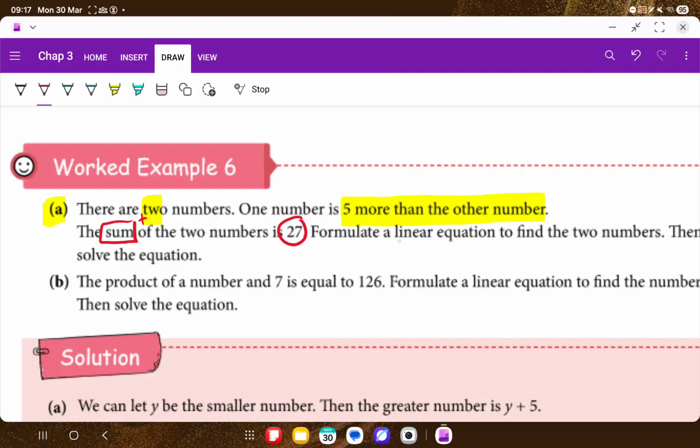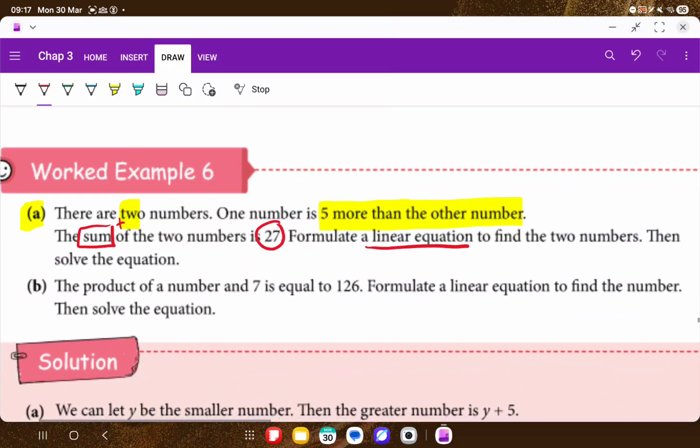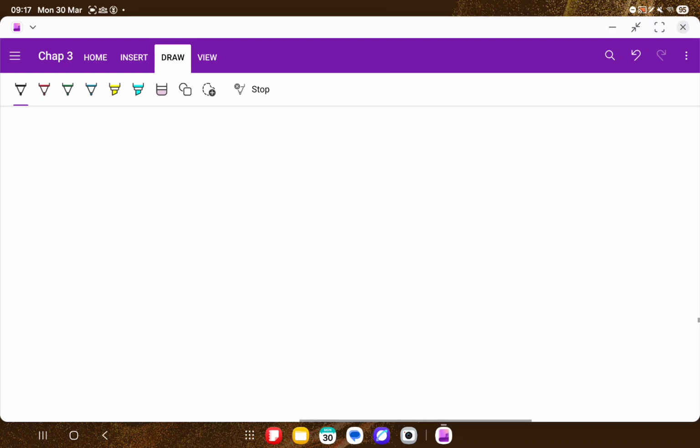Formulate a linear equation. This one just says write an equation and find the two numbers, then solve the equation. So you look carefully, right? This question is actually quite straightforward. If I were to draw it in boxes for you, it's like that. There is a number that I do not know what it is. This is number 1. There's another number that I also do not know what it is, but I know that the second number is 5 more than the first one. This is number 1, and this is number 2.